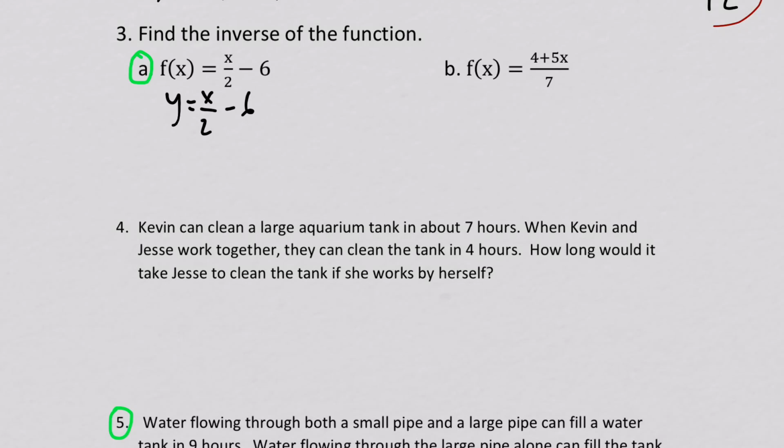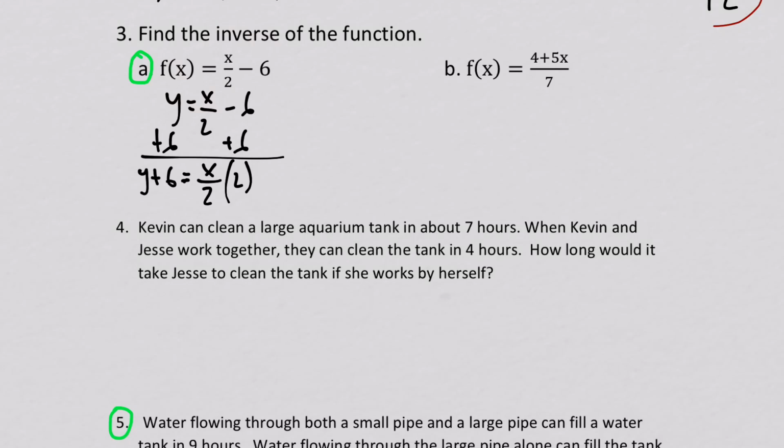Next, what you're going to do when you're finding the inverse is to isolate the x. That's your goal. You want to isolate the variable that is not isolated, right? In this case, it's y that is isolated. We want the opposite. We want x to be isolated. So the first thing we're going to do is get rid of the 6. We're going to add 6 to both sides. This is y plus 6 equals x over 2.